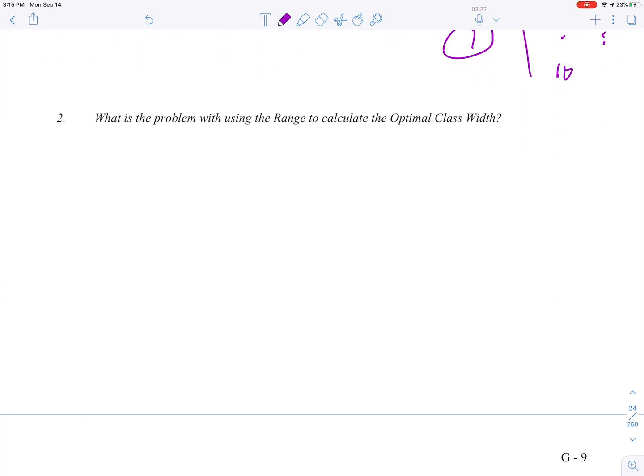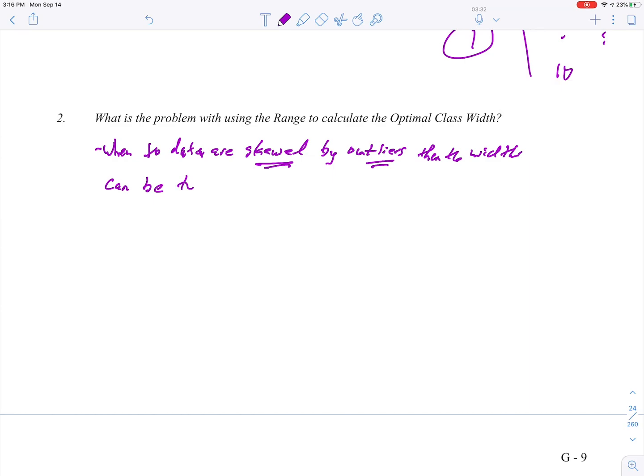What's the problem in using the range to calculate the optimal class width? Think about that for a second. Well, the problem is when the data are skewed by outliers, and we're going to see what the word skewed means in Unit C, then the widths can be large, can be too large.